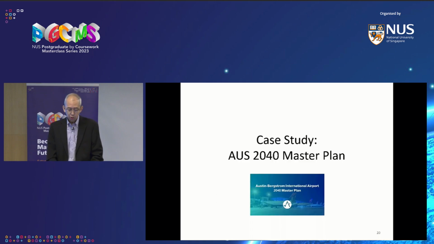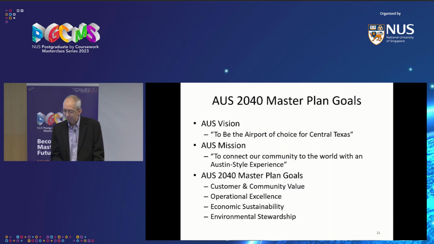So let's now look at a case study. This is taken from the Austin Bergstrom International Airport 2014 Master Plan. Why I've chosen to use a US airport is that I'm familiar with it, but more importantly, the whole master plan document is available online if you want to read it. The setup for the US and a lot of the Western countries is that the entire master plan is there. So you can read the 500-page document in your leisure time if you are interested.